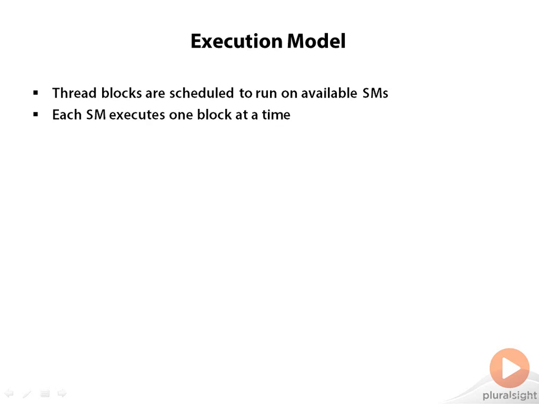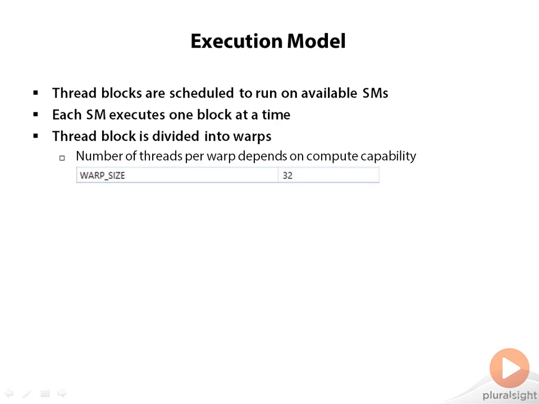So thread blocks that you feed CUDA are actually scheduled to run on available streaming multiprocessors. And you don't have any control over which particular SM a thread block runs on. It's typically the scheduler that takes care of the decision for you. What happens is that each SM executes 1 block at a time, but it's not exactly as simple as that. Actually, each thread block is subdivided into warps.